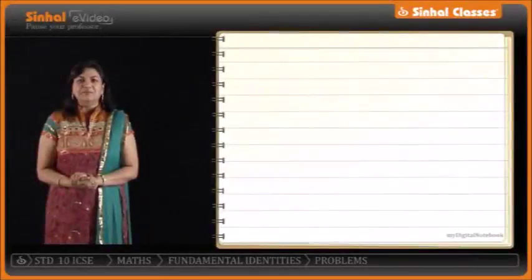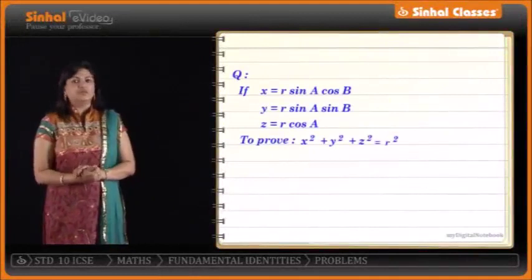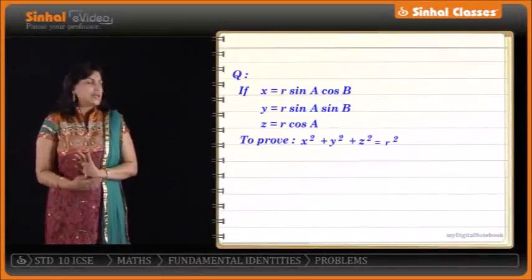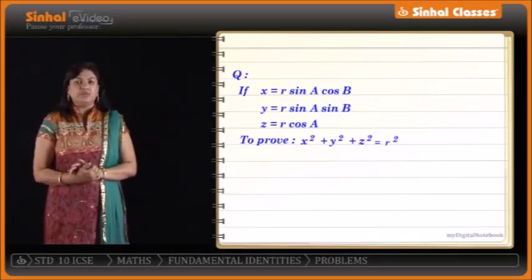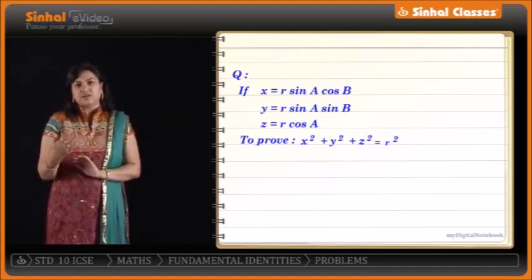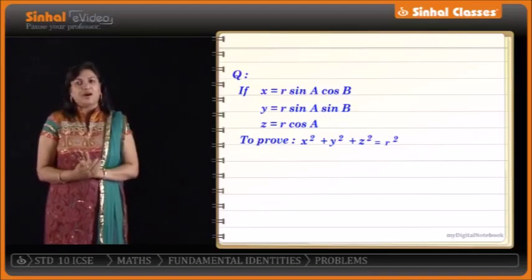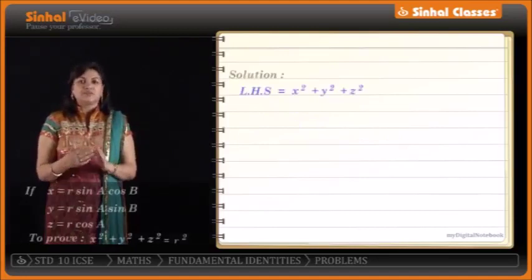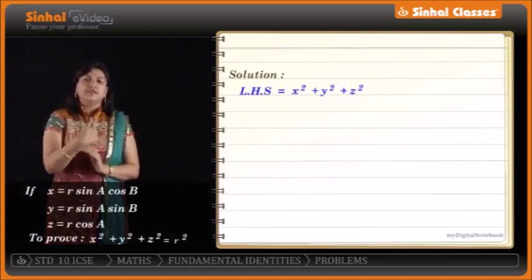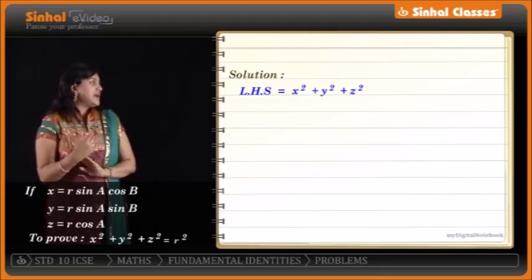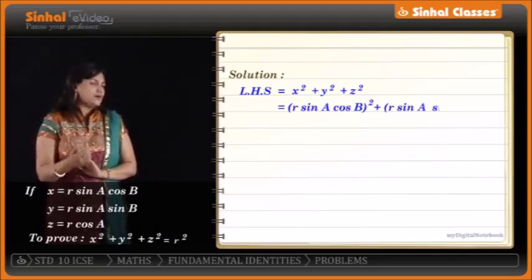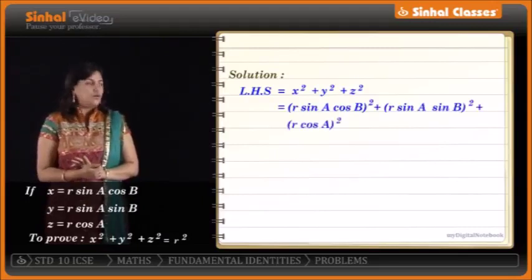Now to the next problem. If x is equal to r sin a cos b, y is equal to r sin a sin b, and z is equal to r cos a, prove that x square plus y square plus z square is equal to r square. Same way we start with LHS and we substitute x, y and z with the given values. We get (r sin a cos b) the whole square plus (r sin a sin b) the whole square plus (r cos a) the whole square.